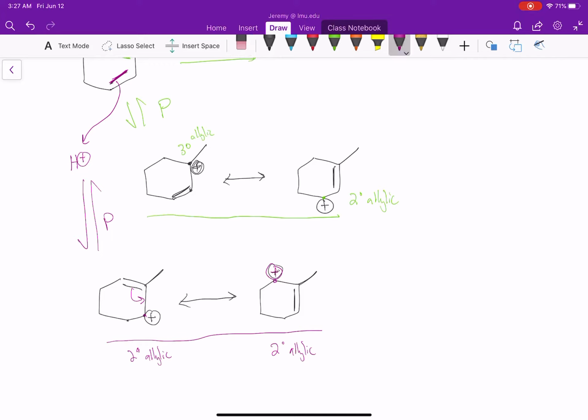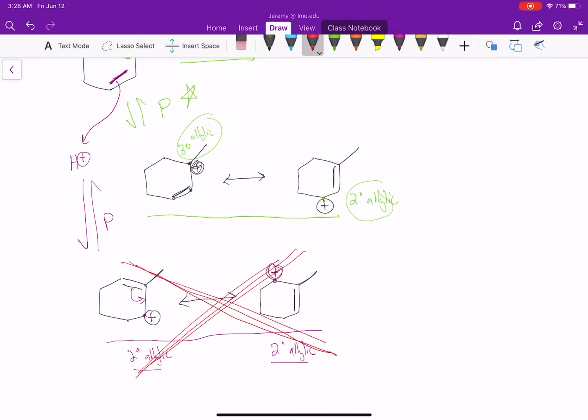Which pathway is better, right? The pathway in purple has 2 secondary allylics. The pathway in green has a tertiary and a secondary, right? And we know tertiary is more stable than secondary. So the green path is the path that the molecule is going to form. So we can now ignore this purple path. That is not a pathway this reaction is going to undergo.